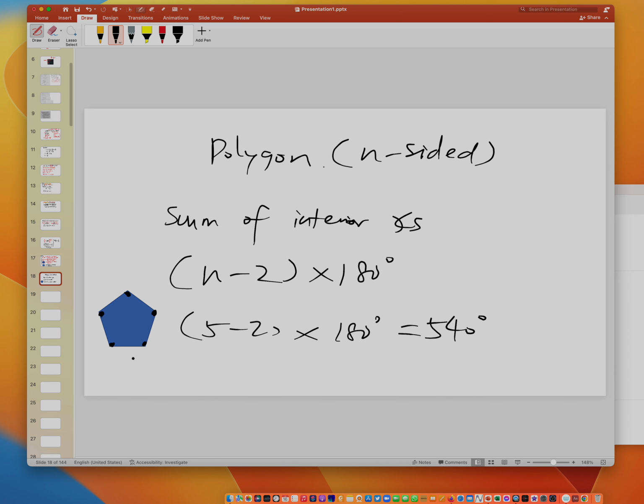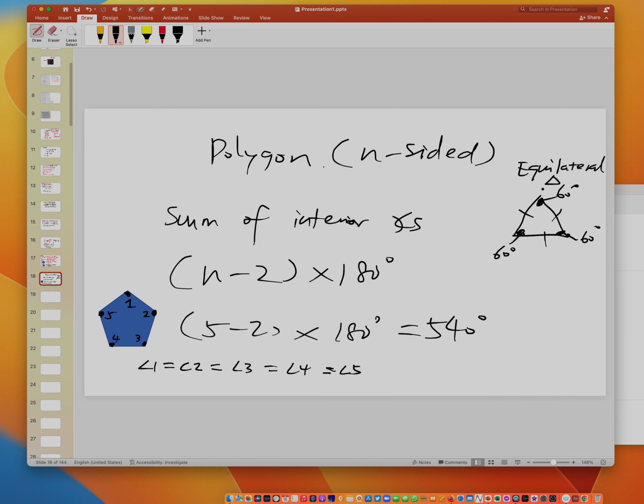Okay, by the way, a pentagon is a regular shape. What is a regular shape? Regular shape means all these angles are the same. Angle 1 is equal to angle 2, is equal to angle 3, is equal to angle 4, is equal to angle 5. So it's kind of like an equilateral triangle. You remember an equilateral triangle? When all sides are the same, right? This is equal to this, this is equal to this. So basically one of the angles is 60 degrees, right? Yeah, for an equilateral triangle. Same thing.